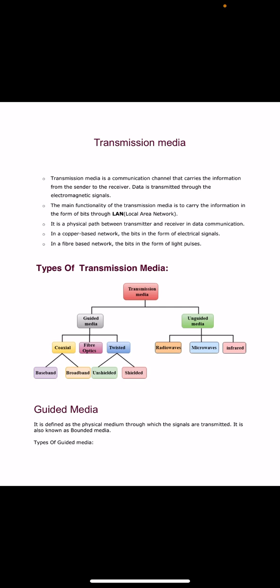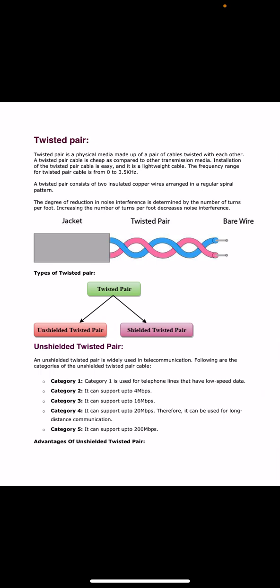Types of transmission media. There are two main types of transmission media: one is guided media, another one is unguided media. Guided media use physical cables or wires to transmit data. Examples of guided media are twisted pair cables, coaxial cables, and fiber optic cables.